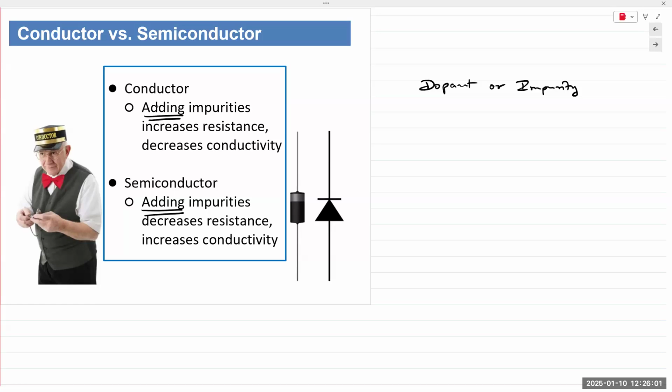Does the physics make sense? Right? So if you add impurity to a conductor, its resistance is going to increase. It decreases their conductivity.